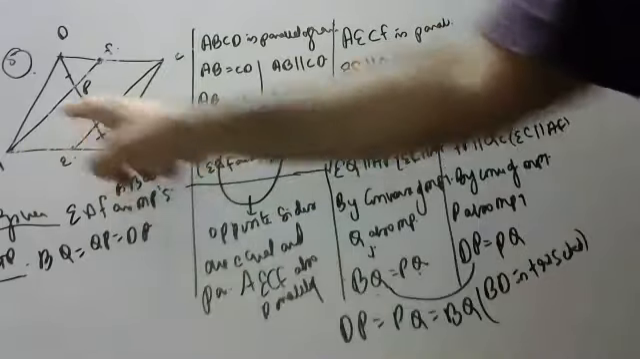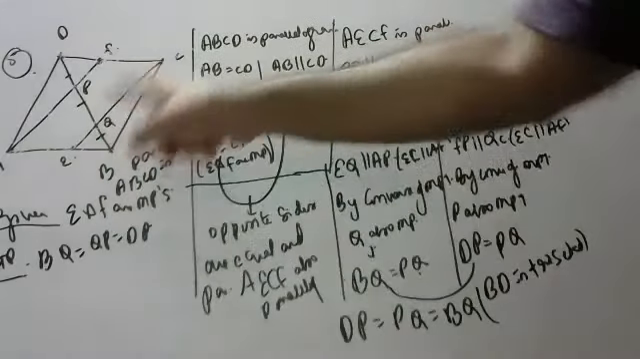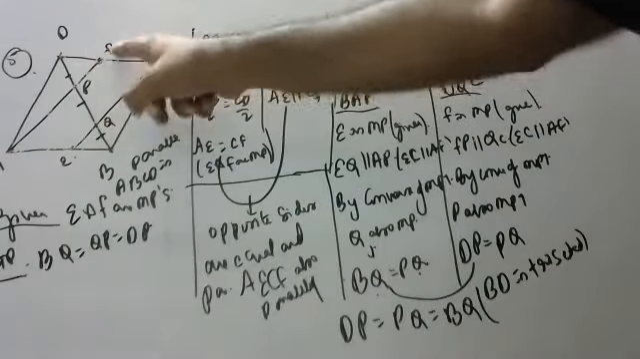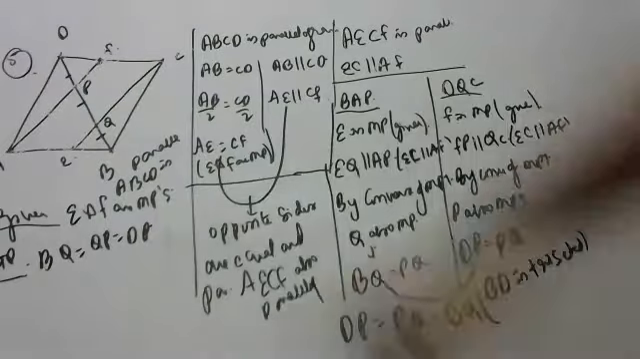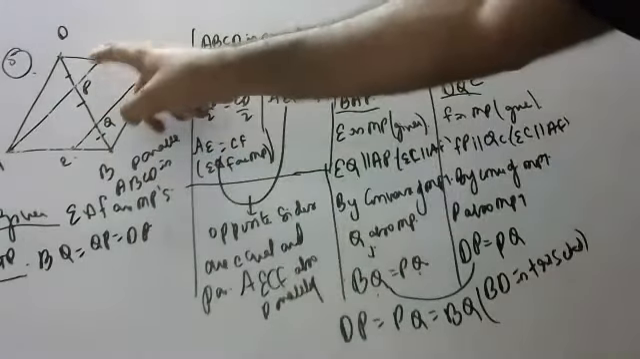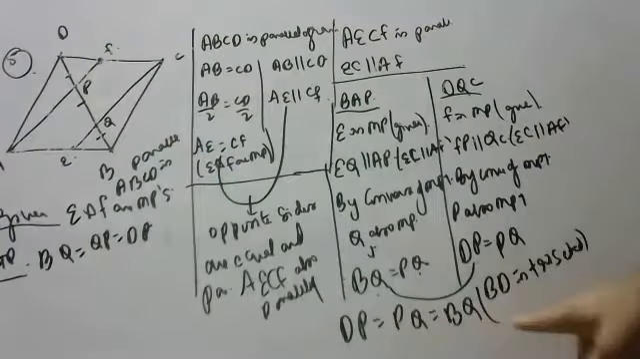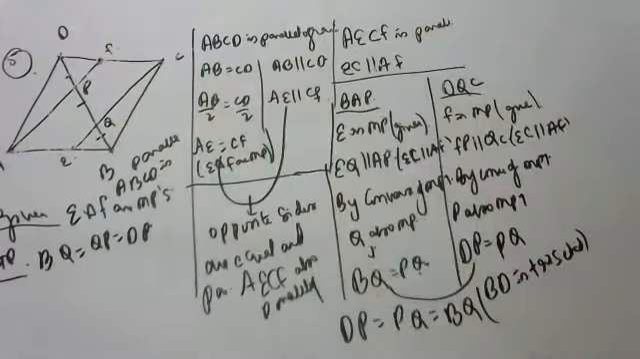E is midpoint, these both are parallel, so Q is midpoint. And in this triangle, P is midpoint, these both are parallel, so F is midpoint. Because this is midpoint, these both are equal. This is midpoint, these both are equal. All sides are equal, so VD is trisected. Okay, children, I hope you understood.